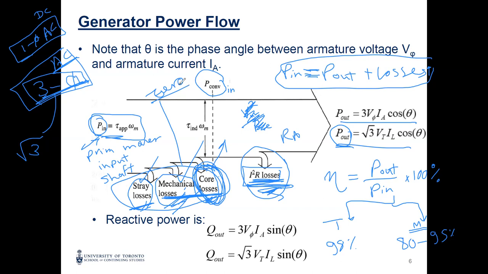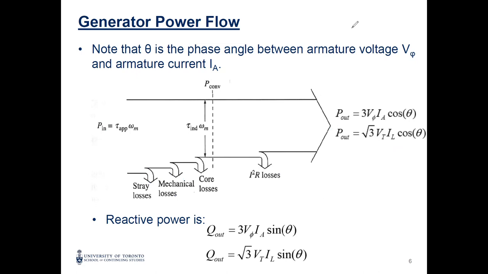Sometimes you will use the three and square root three, of course. For example, here for the losses, we said I squared R losses. In reality, we will add three, right? It's three I squared R. And you can see we use the phase values with the three, and square root three if you are using the line values, similar with the power, active and reactive power. Okay, very good. Now we covered the power flow of the generator.